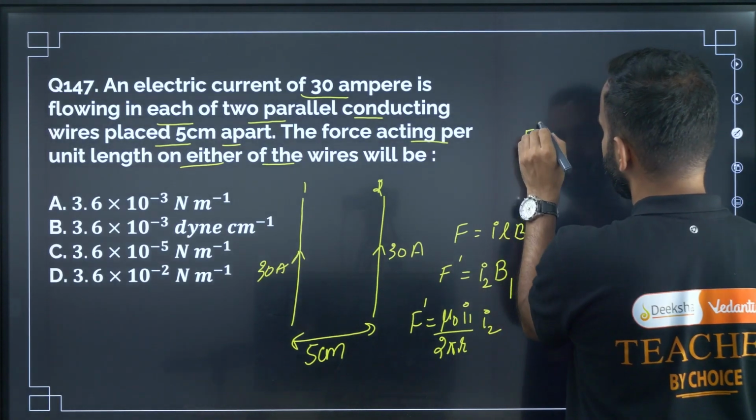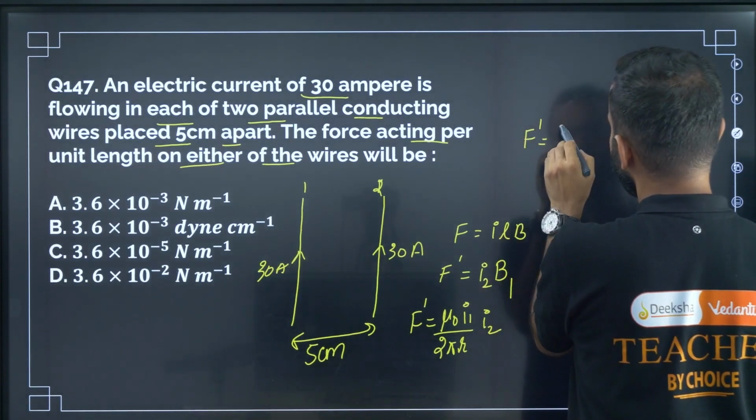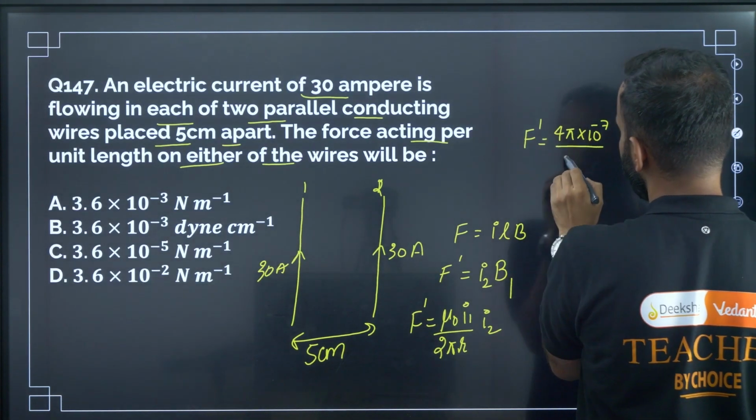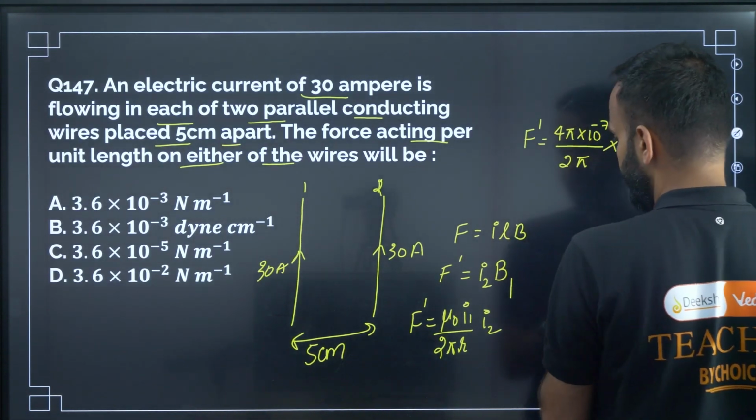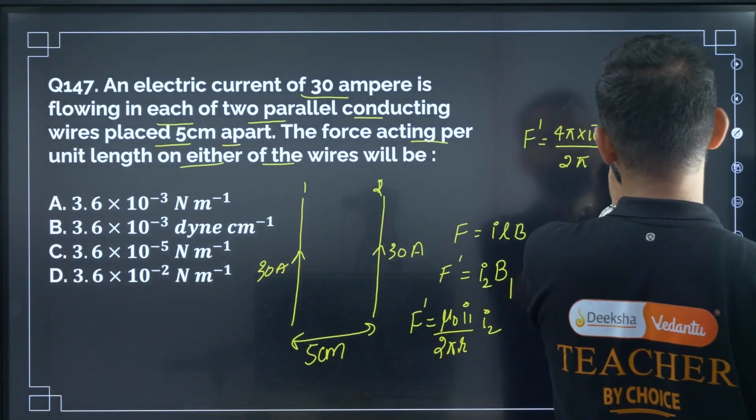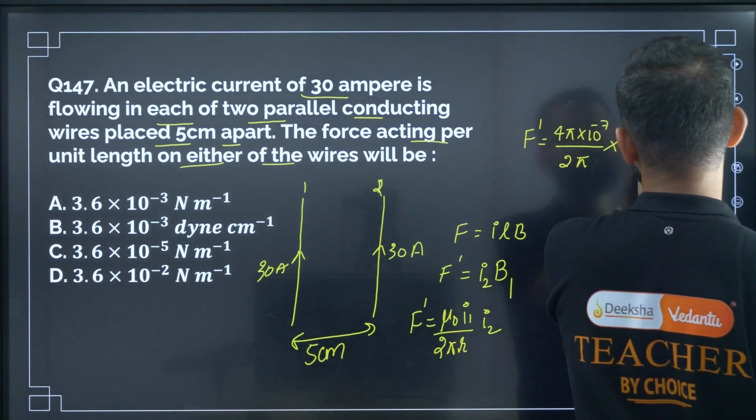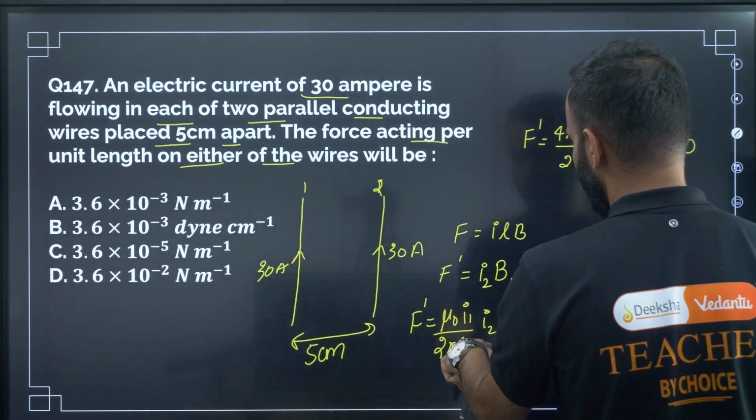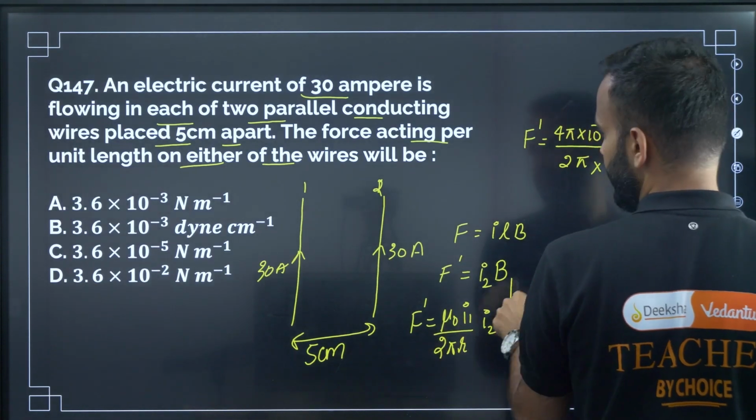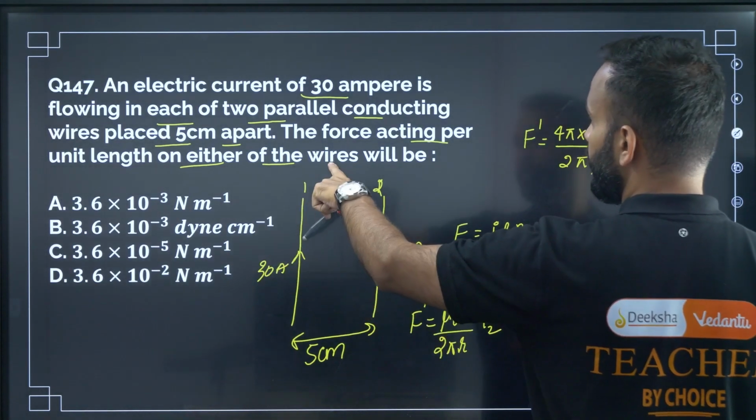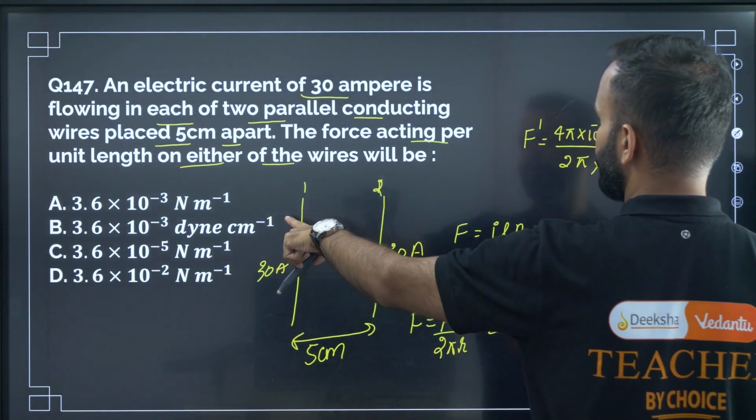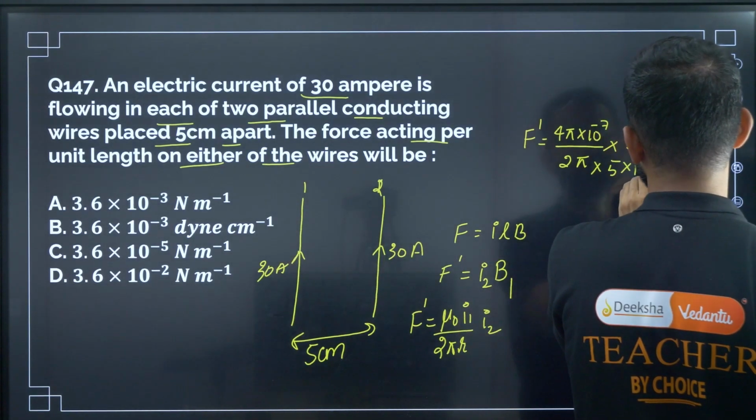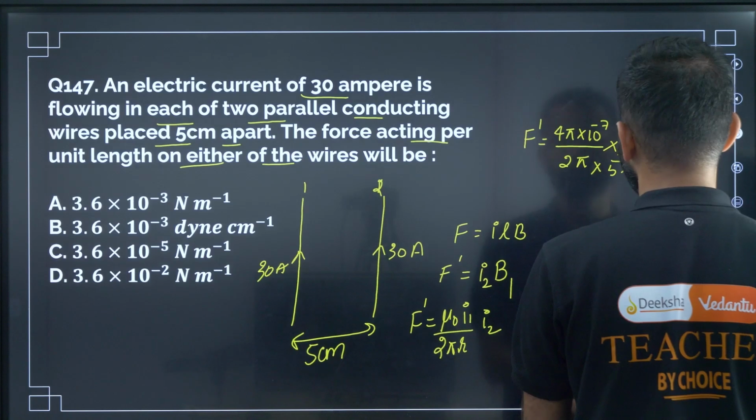Now F dash is equal to mu naught, which is 4 pi into 10 to the power minus 7, divided by 2 pi into I1. I1 is 30 ampere, right? I2 is 30 ampere, right? Here mu naught I1 divided by 2 pi R. What is the value of R? R is 5 centimeter, right? 5 into 10 to the power minus 2, right?